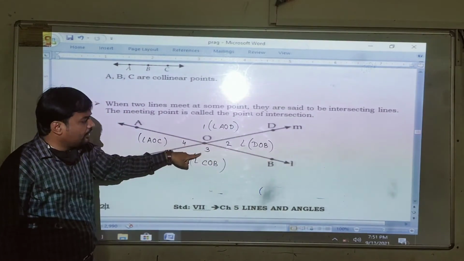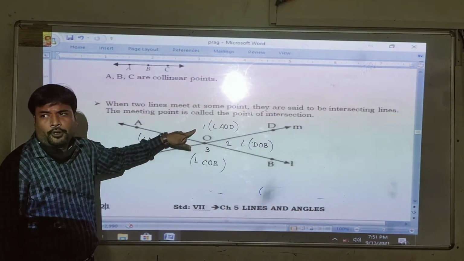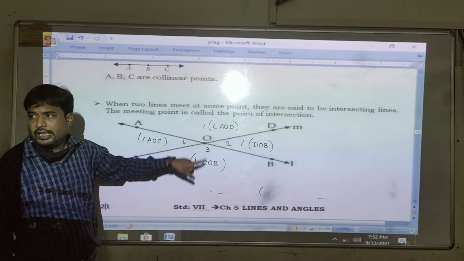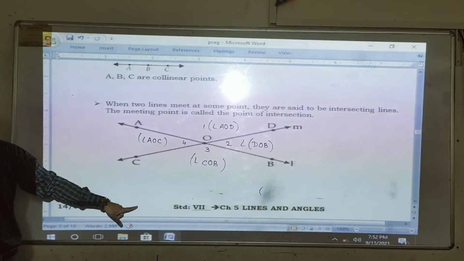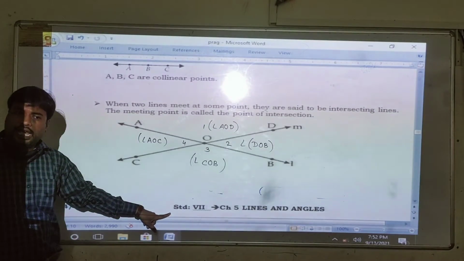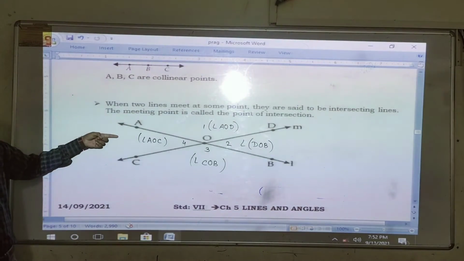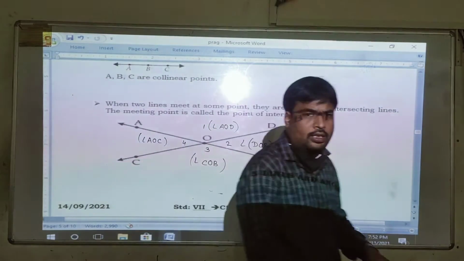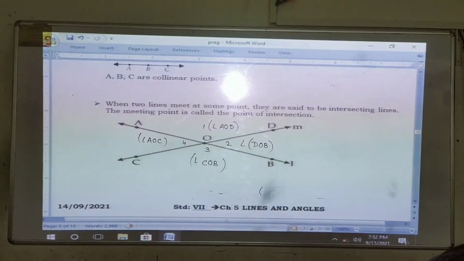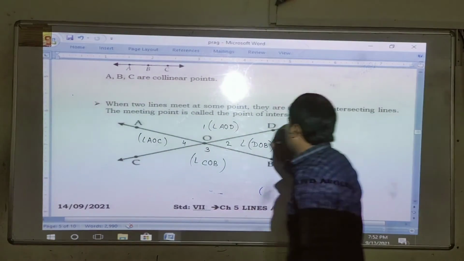Similarly, 1 and 3, you can see they are opposite. One is up and one is down. That's why they are considered vertically opposite angles. Similarly 4 and 2 are vertically opposite angles. Did everyone understand up to here? Right? It is easy going.